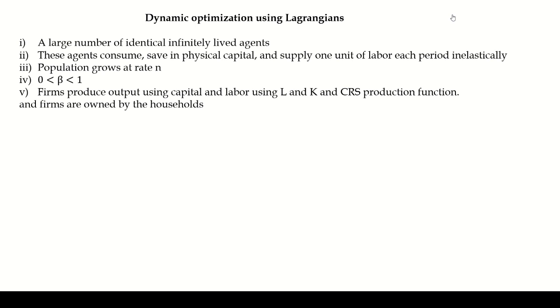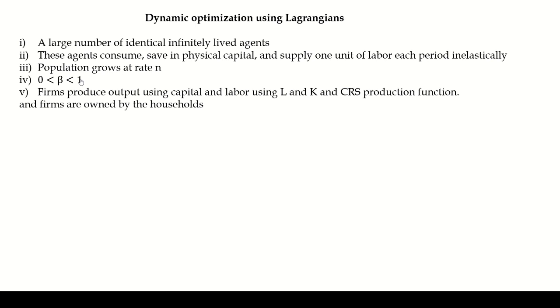One is that the economy is populated by a large number of identical, infinitely lived households and agents, and these agents consume and save in physical capital, and supply a unit of labor each period. Population grows at a rate n. Households get flow utility from consumption and discount the future by a discount factor beta. So again, this discount factor is a parallel version of e raised to the power minus rho when we discussed the continuous time case.